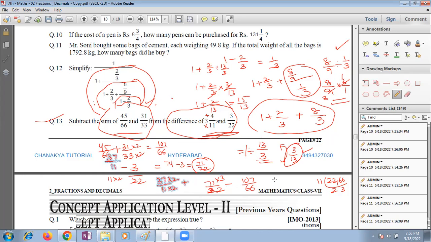Ma'am, it's 213 by 66 minus 107 by 66. 213 minus 107. Ma'am, 106 by 66, 100 and 6, ma'am. 106 by 66 we can simplify to 53 by 33, ma'am. Yes, correct, 53 by 33. Very good, ma'am.